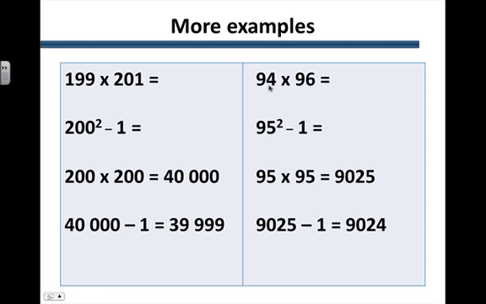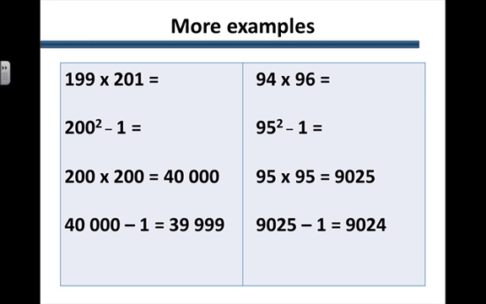Here's another example. If we take 94 times 96, we notice there's a middle number, 95. What's 95 squared? Oh, now in order to figure that one out, we're going to have to rely upon what we learned in a previous presentation that was called multiplying 2-digit numbers. And we recognize that this ends in a 5, so 95 squared is going to end in 25 when we complete it.